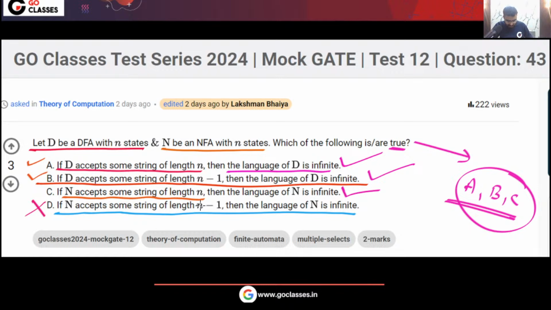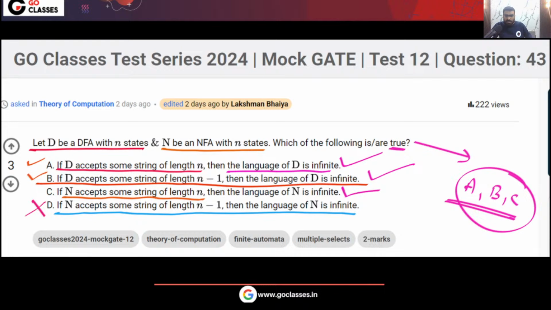A student is saying, regarding which option? A student is saying, sir, here for option B, consider a DFA with two states where the starting state is the final state and all transitions in all states go to state 2. What's wrong with that? The wrong thing is you are not accepting any string of length n minus 1.